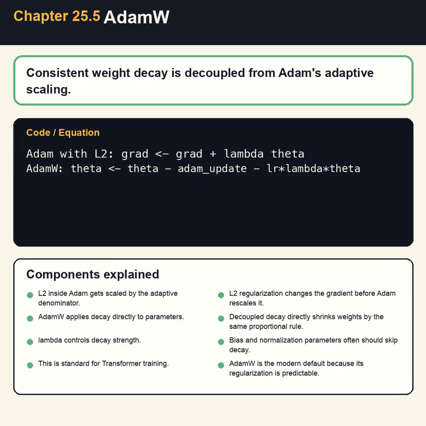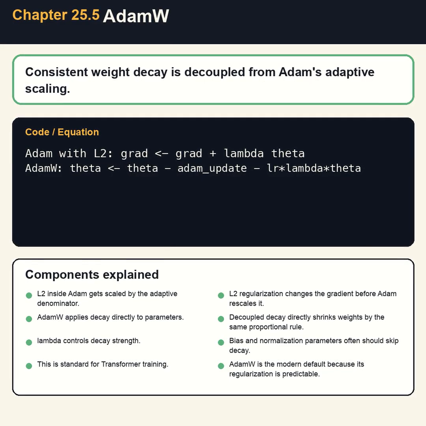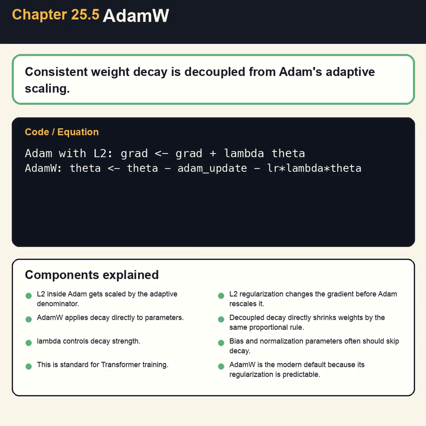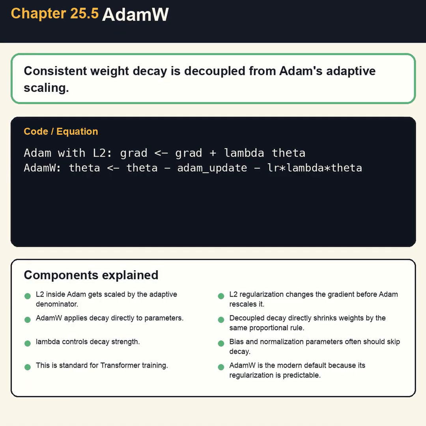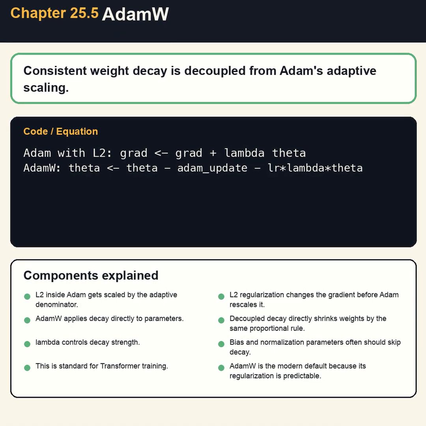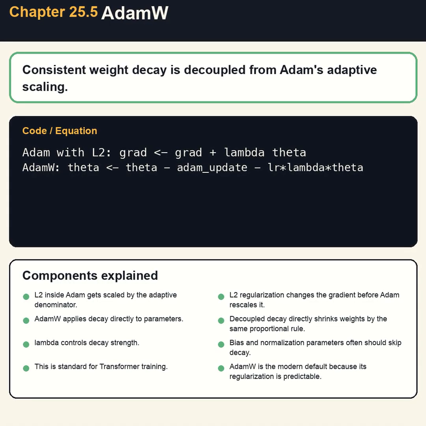AdamW exists because adaptive optimizers made old weight decay behave inconsistently. L2 regularization was historically equivalent to weight decay for plain SGD, but Adam's denominator broke that equivalence. Decoupling restored the intended meaning: discourage large weights without letting gradient variance rewrite the rule.